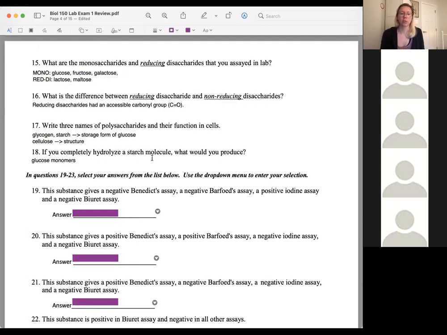Starch is a very large molecule and it's just made up of a bunch of glucose stuck together end to end. And, you know, it's slightly branched, so it has a couple of branches off of it of more glucose molecules. But if you were to break up all of those bonds, all you would have left is just the glucose. Okay.